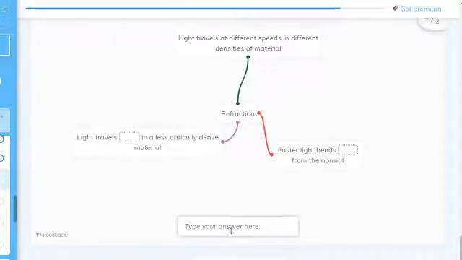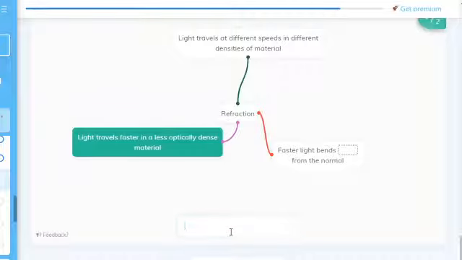So, refraction. Light travels at different speeds in different densities of materials. Light travels faster in a less optically dense medium, and light bends away from the normal.